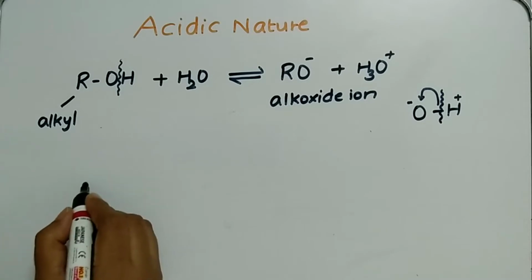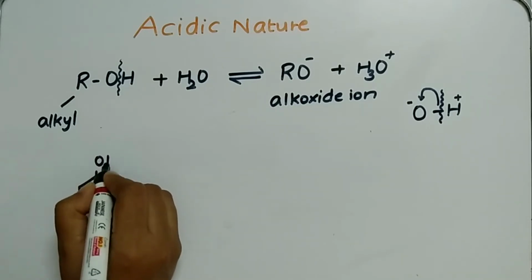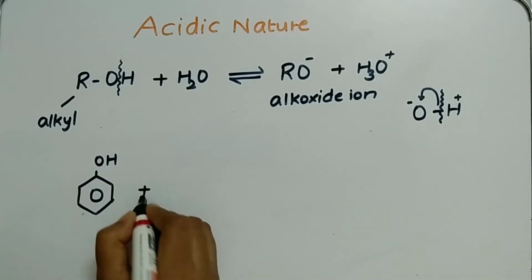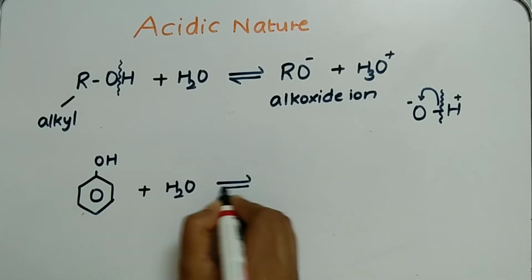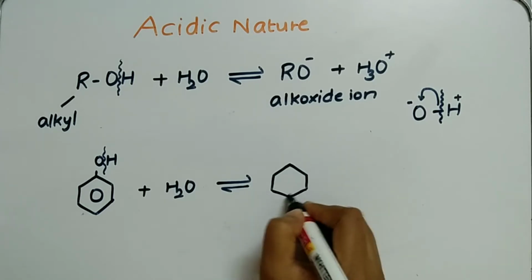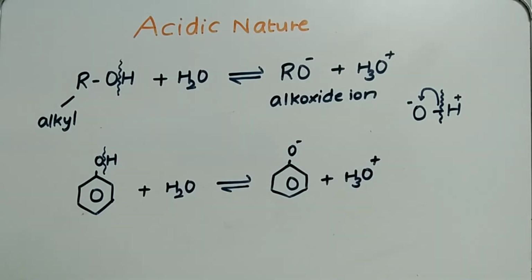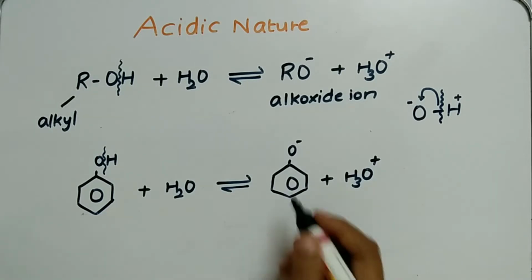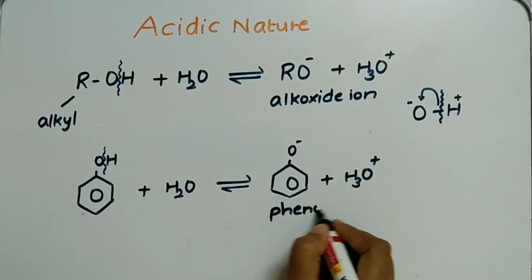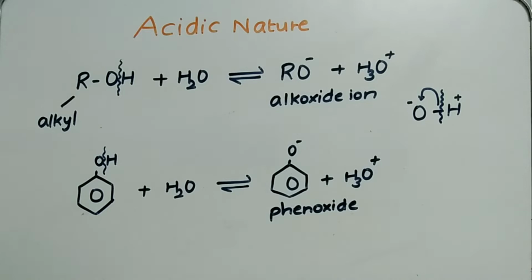The next one is phenol. So onto the benzene ring, OH is attached. This is phenol. It is treated with water. In the same way, the OH bond breaks, so it forms the benzene ring with O minus and H3O plus ions. H3O plus ions are called hydronium ions. Now what is formed? It is the phenoxide ion. Why is it called a phenoxide ion? Because the phenyl ring is present with oxygen attached to it.